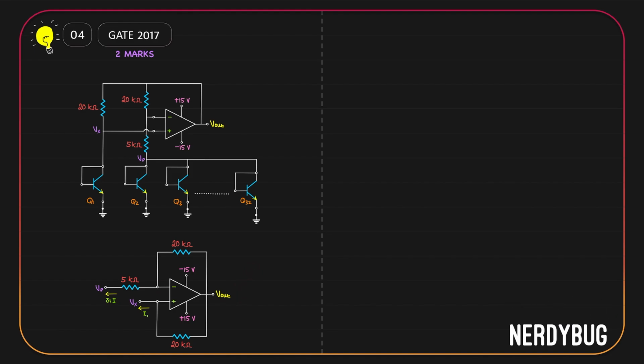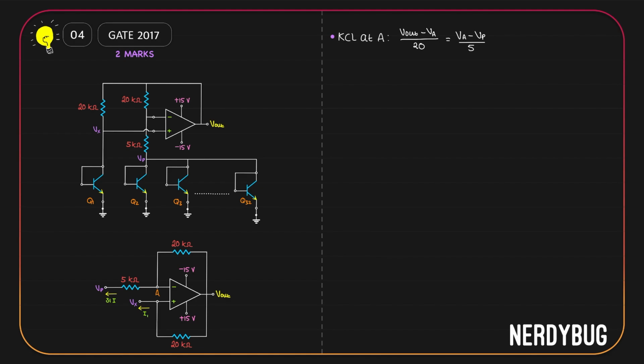Let us start by calling this point A and applying Kirchhoff's current law there. For the 20 kilo ohm, it has V out on one end and VA on the other end. So if we take the direction of current to be like this, then the current will be V out minus VA divided by 20 kilo ohm. For the 5 kilo ohm, it has VA over here and VP over here. So the current in this direction will be VA minus VP divided by 5 kilo ohm. According to Kirchhoff's current law, these two currents will be equal.